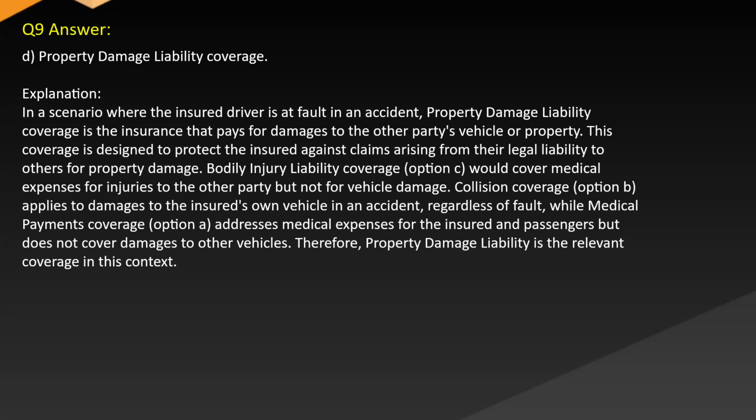Bodily injury liability coverage, option C, would cover medical expenses for injuries to the other party but not for vehicle damage. Collision coverage, option B, applies to damages to the insured's own vehicle in an accident, regardless of fault, while medical payments coverage, option A, addresses medical expenses for the insured and passengers but does not cover damages to other vehicles. Therefore, property damage liability is the relevant coverage in this context.